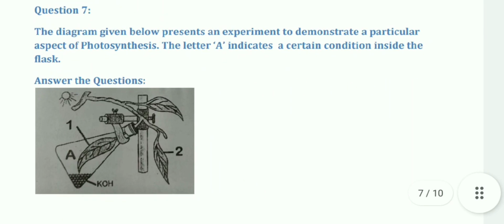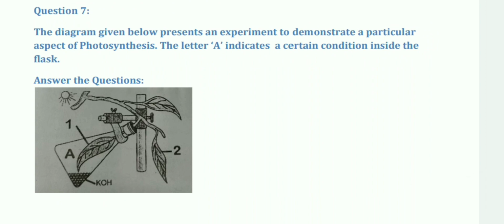Now, question number 7. What do we have? The diagram given below presents an experiment to demonstrate a particular aspect of photosynthesis. The letter A indicates a certain condition inside the flask. Now we have to answer the following questions. This is basically the experiment to show that carbon dioxide is necessary for photosynthesis.